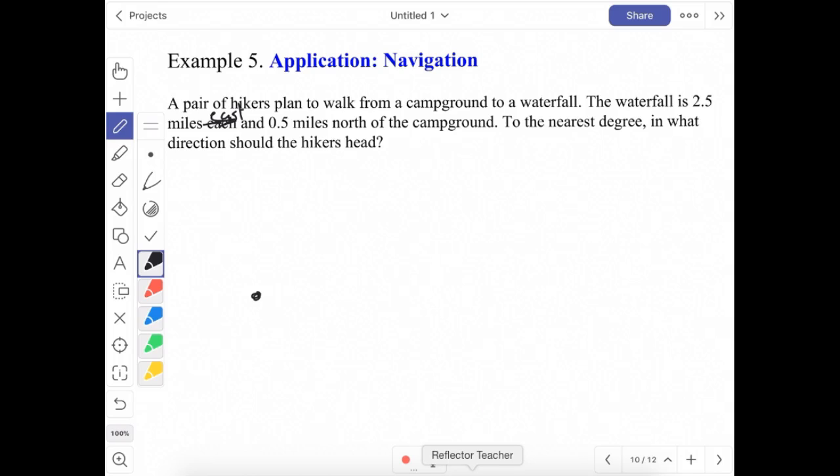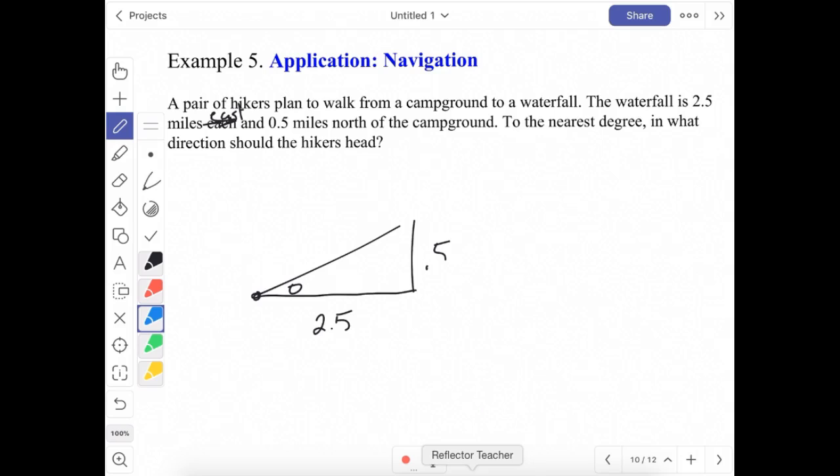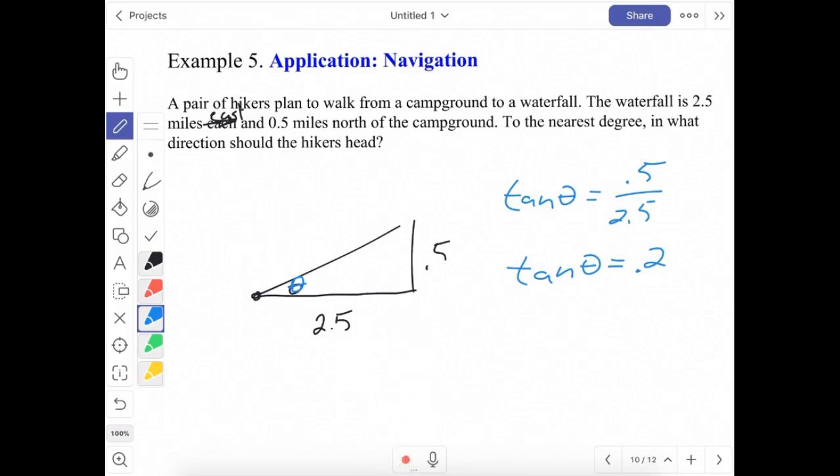So here's our campground, 2.5 miles and 0.5 north. So we want to know what this degree would be. So I would have an opposite over adjacent. So that's going to be tangent of theta is equal to 0.5 over 2.5, which is 1/5 or 0.2. So tangent theta is equal to 0.2. So then the tangent inverse of 0.2 is going to give us what?